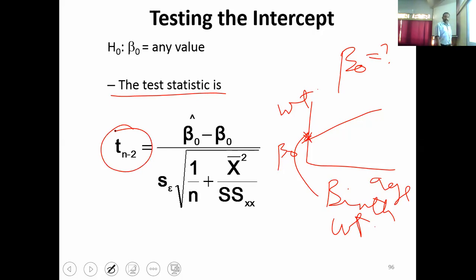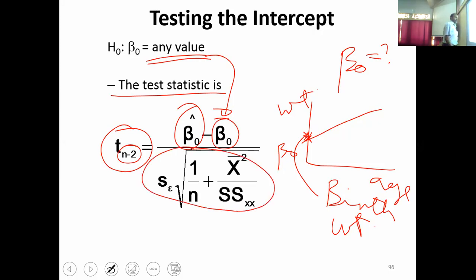This is the T calculated value. Again, the degrees of freedom is error degrees of freedom. Similar to the earlier one, this is the predicted value. This is the hypothesis value. Any hypothesis value can be put here. And this is the standard error of the estimate. So this we know what it is.